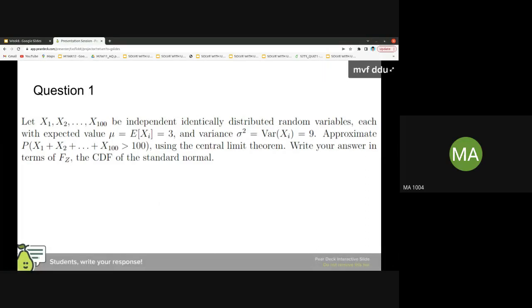So now using all those things, just try to do this. I have given x1 to x100 IID samples, and I have given you the expected value and variance of each. Using CLT, approximate the probability that x1 plus x2 and so on up to x100 is greater than 100.